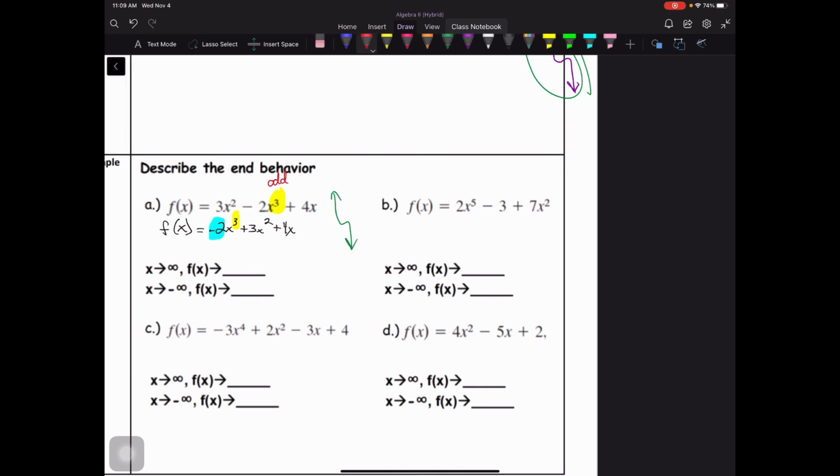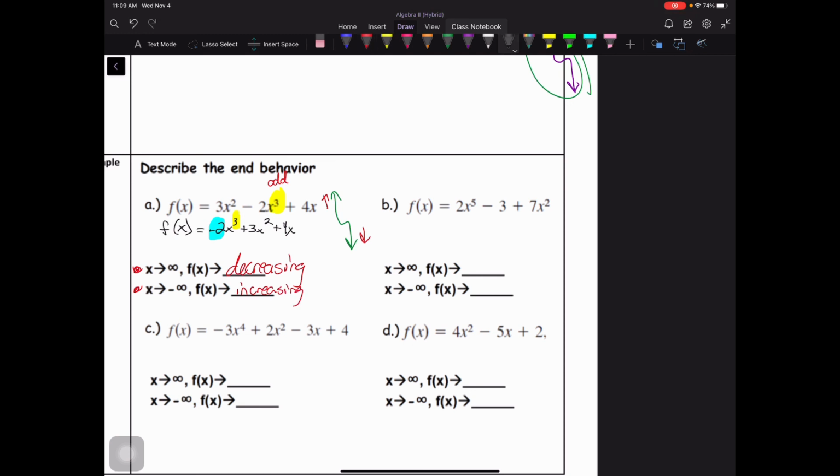So as x increases, that's this right here, my function is decreasing. As x decreases, my function is increasing. So if you remember kind of what those look like, it'll be a nice little shortcut for you.